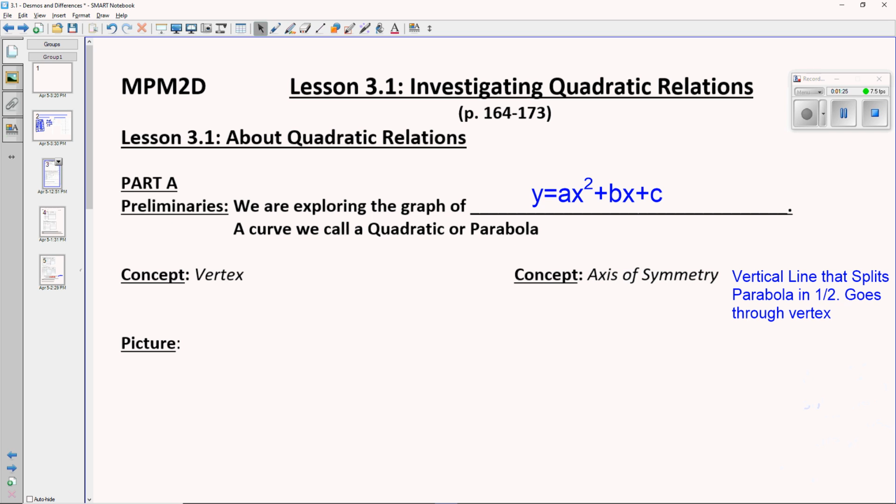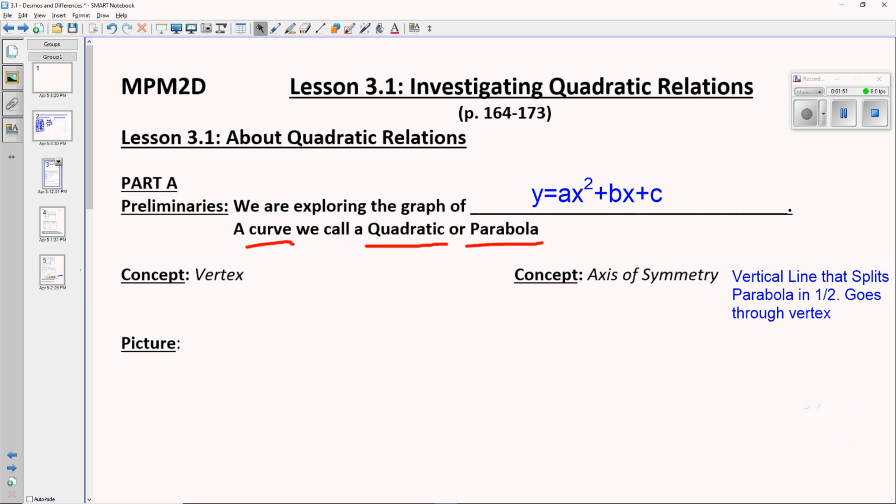Now, here's the thing. This is no longer a line. It's basically a curve. When you have a curve like this, in this course, we're going to call it a quadratic, also known as a parabola.